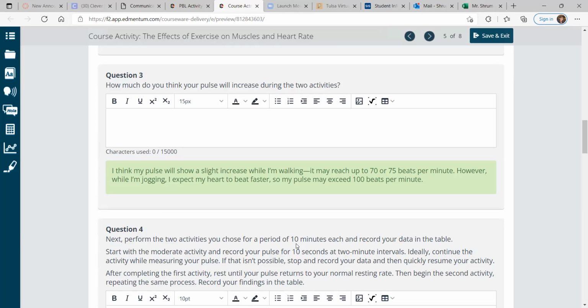That's elevated, but not very high, where your body's very strained. You will be able to hold a conversation while you're walking. However, if you're jogging, maybe your heart's getting up towards 100 beats per minute, and having a conversation and breathing is going to be a little more difficult, right?